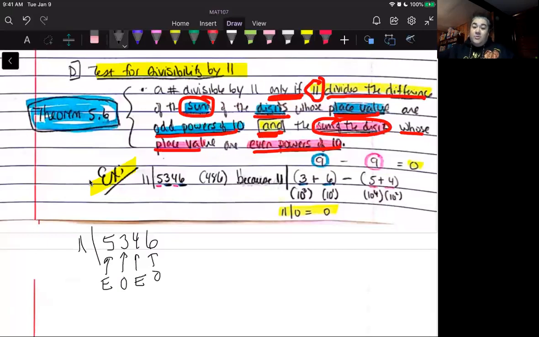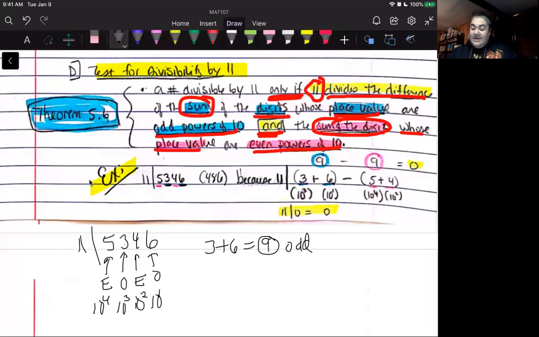Okay? So, that being because this here is 10 to the power of 3, and this is 10 to the power of 1. This here would be 10 to the power of 2, and this is 10 to the power of 4. That's how they're deciding odds and evens. Okay? So that being the case, that means that you want to take the sum of the odd powers, so that's 3 and 6, right? So we're going to go 3 plus 6 equals 9. So that's the sum of the odd powers, okay?